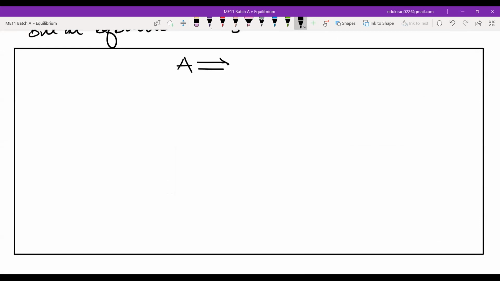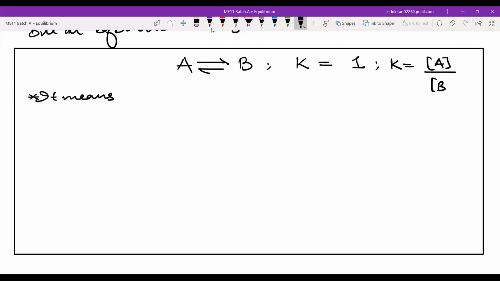We have a simple general case of equilibrium: A is giving me B. And I'm saying for this reaction, let us say K is equal to 1. So what does this mean? K is equal to 1. I can also write K is equal to the concentration of B divided by the concentration of A, sorry, I had written the opposite, which is equal to 1. And for that one, I can write this is equal to 1 by 1.